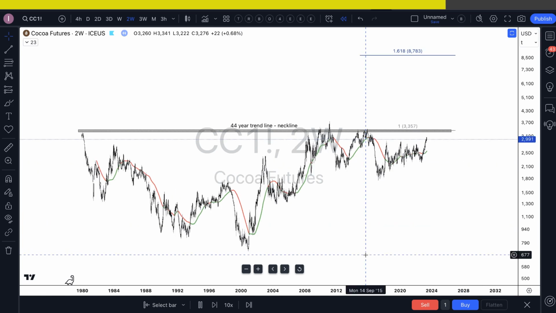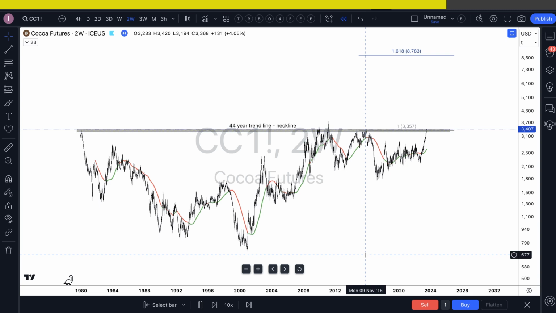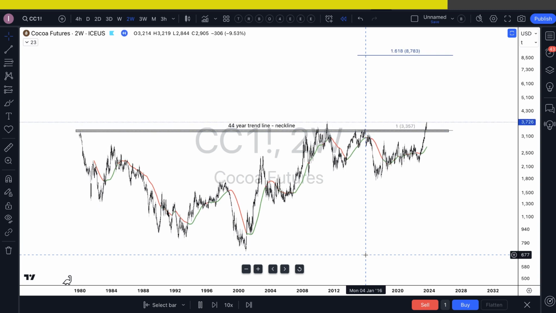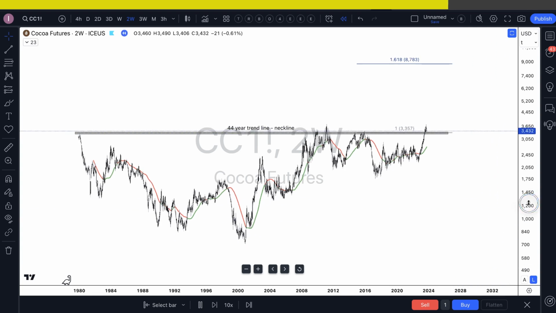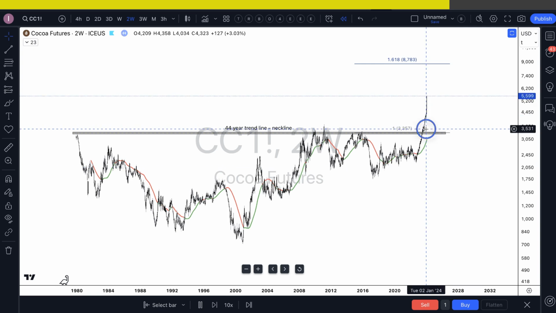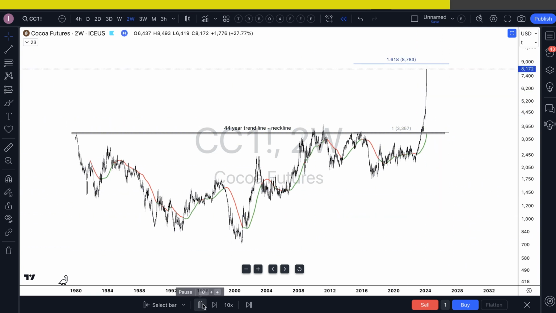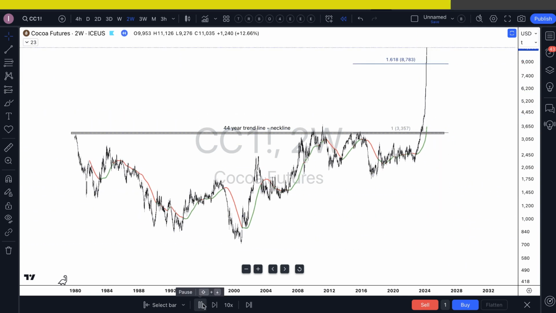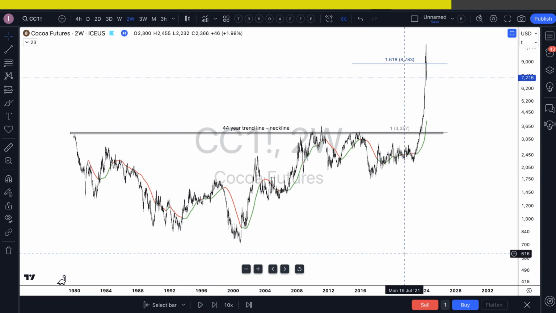So remember how I said the bigger the base, the multi-year base. So this is a 44-year base. Okay, so we got price above the neckline, but the more years, the better. So it looks like the breakout's going to stick. We would have bought in right here, but look what happens. It's going to go right to that 1.618, and then boom. I'm going to stop right there.